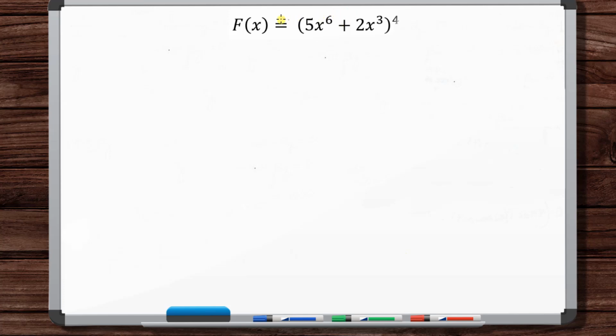So for each problem, we're given a function of some variable, and we want to find the derivative of that function. So here we want to find f prime of x. To use the chain rule, you really need to know your base derivatives. Like the power rule: x to some power, you bring down the power and then x to that power minus 1. You need to know that.